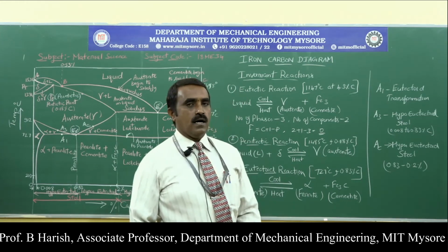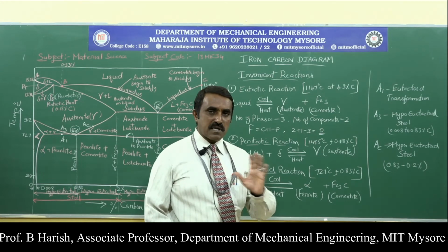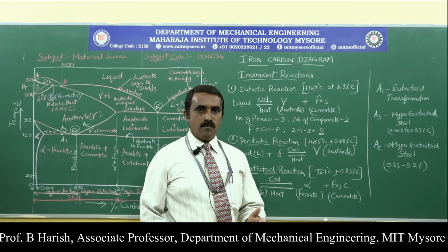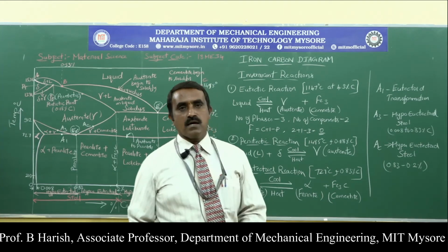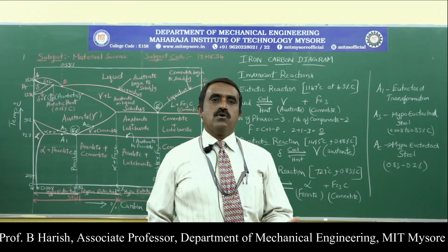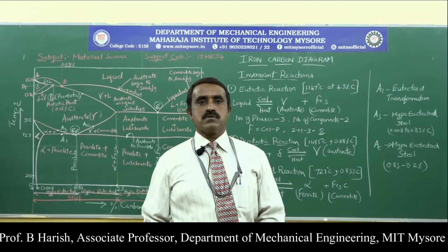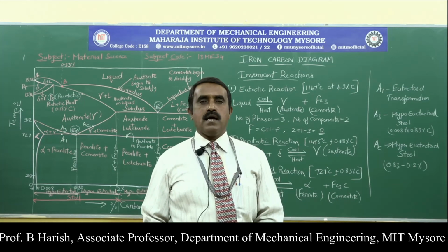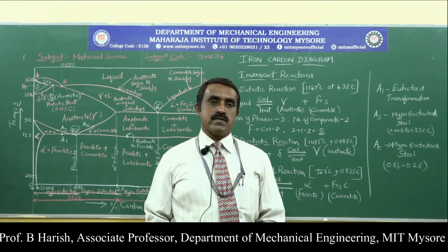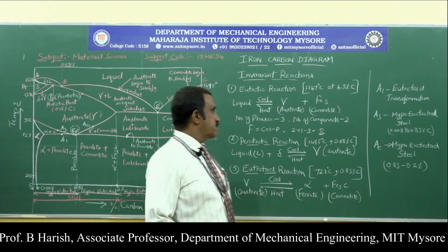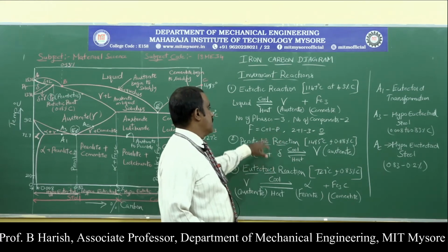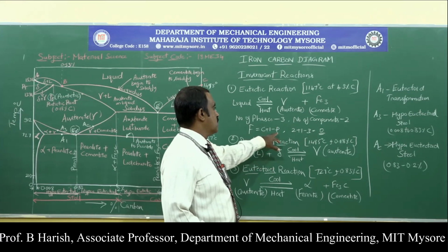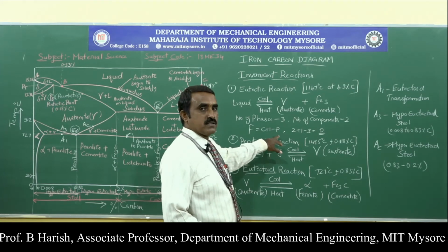So where we can establish a relationship between the number of phases and components. Gibbs conducted a study and came up with a rule called Gibbs phase rule. According to Gibbs phase rule, F is equal to C plus 1 minus P, where C is the number of components and P is the number of phases.